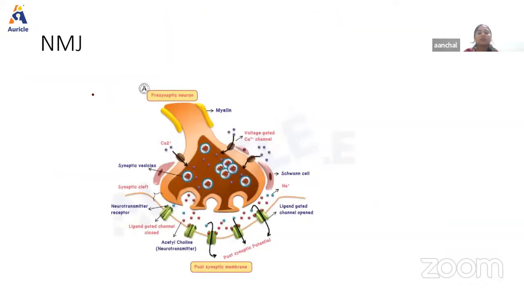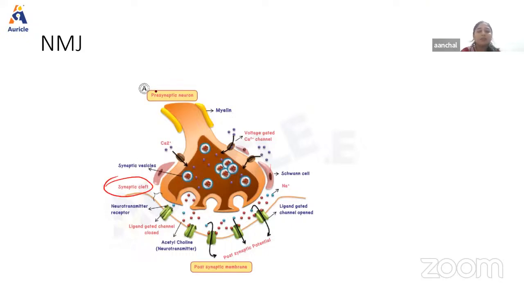Now, next we have another important topic, that is NMJ. NMJ means neuromuscular junction, the junction which is present between the nerve fiber and the muscle fiber. NMJ is also a very important topic, and we are not going to discuss it in detail, but we will have a very quick recap about it. As we know, this is the presynaptic membrane and this is the postsynaptic membrane, and the space between both is known as the synaptic cleft.